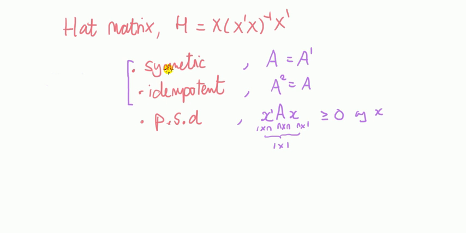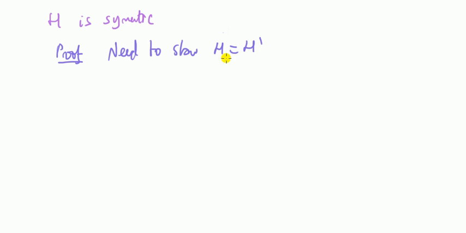The first two are easy, a couple of lines of proof. For the third one we need another result. Okay, we start off with the proof of the symmetry property. We need to show that H is equal to the transpose of H. This is an exercise in basic manipulation.